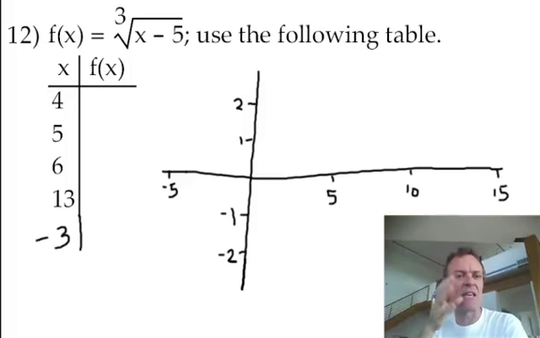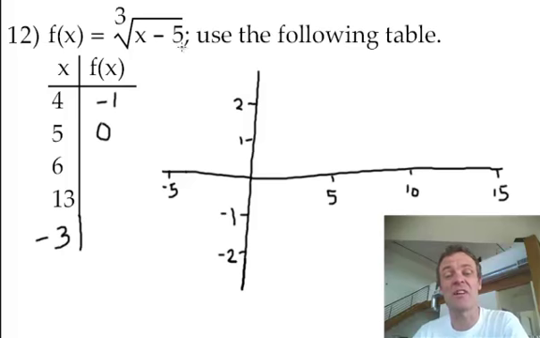Now the table has been given to us, and this is why it makes sense, because look, if I put 4 right here, what's 4 take away 5? -1. The cube root of -1 is -1, because I can do it. So they're saying try a 5 next, because what's 5 take away 5? It's 0. Cube root of 0 is 0. They're saying try a 6 next, because what's 6 take away 5? It's 1. Cube root of 1 is 1. They're saying try a 13 next.